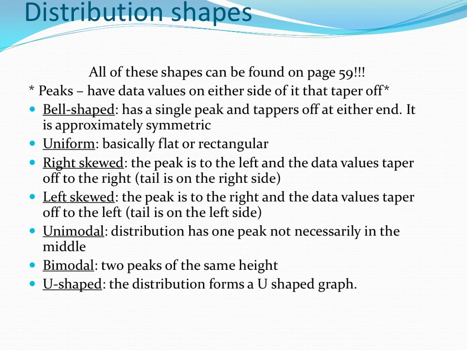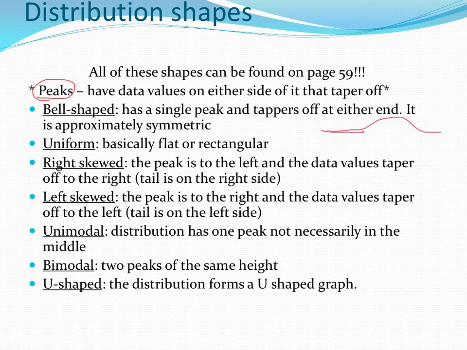Okay, let's talk about the distribution of shapes. We have this thing called peaks. You learned about it on page 45, 1 through 7, and it basically means you have data values that fall on either side of it and then taper off. So here are our major shapes that we're going to be talking about this school year. Bell-shaped has a single peak. It tapers off at the end. It looks something along the lines of that.